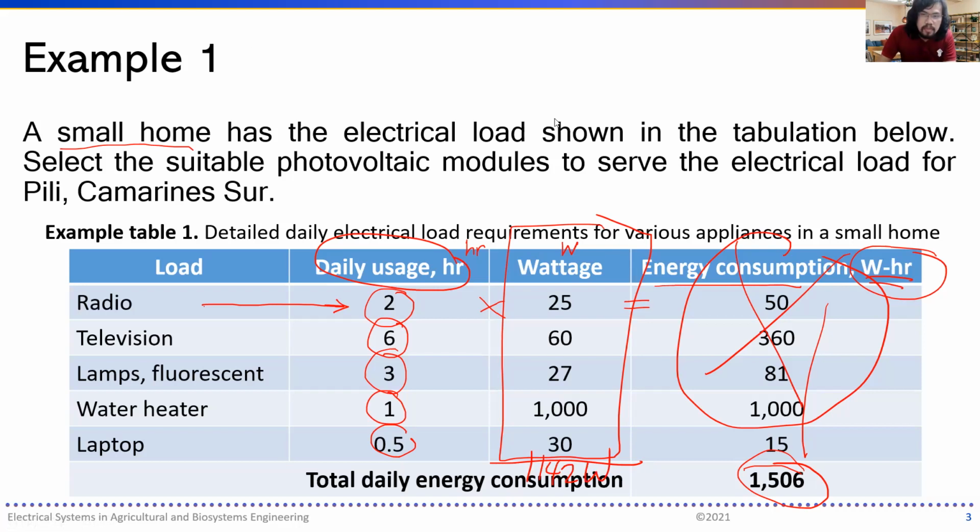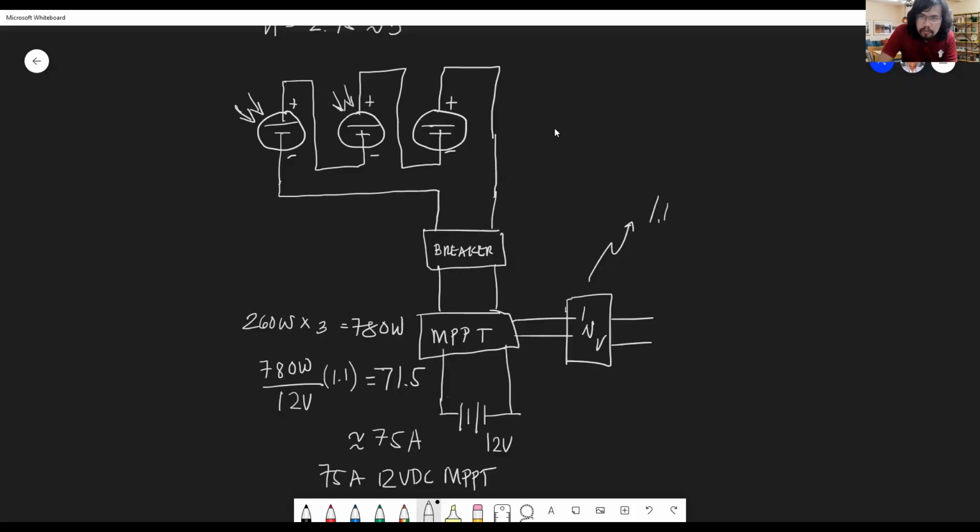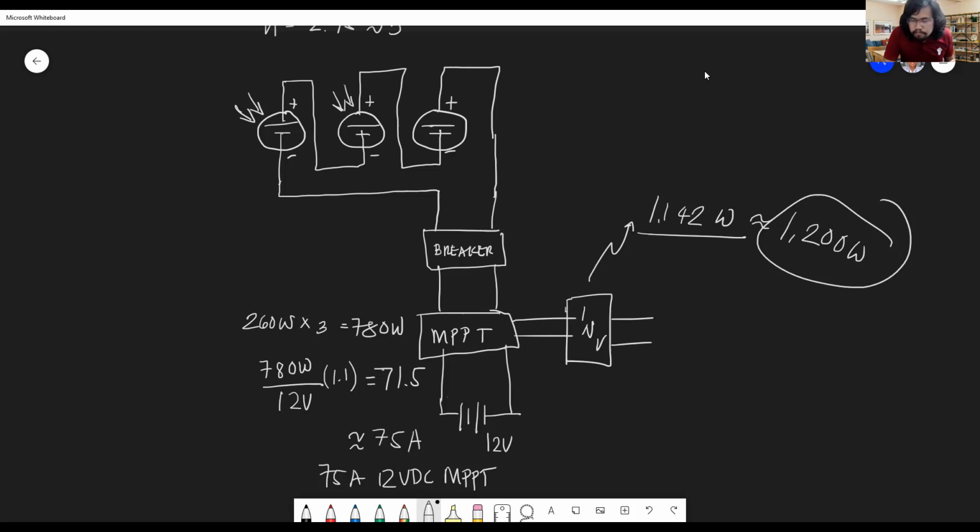To determine the inverter, you just take 1142 watts. Oh sorry, you don't have to divide this, you just round this up. So you will probably need 1200 watts for a specific inverter to supply your demands at one time. It's the water heater that's consuming a lot of energy at any given time.